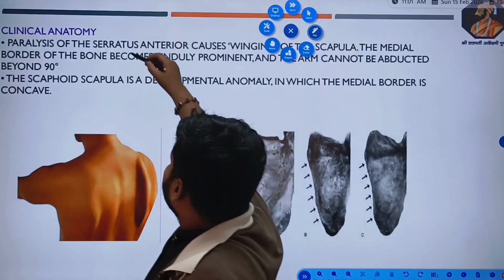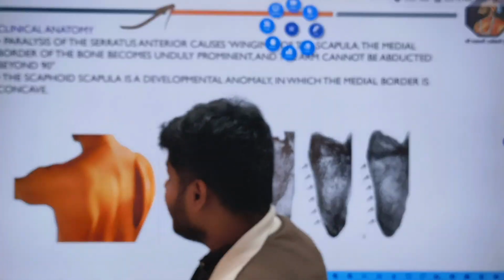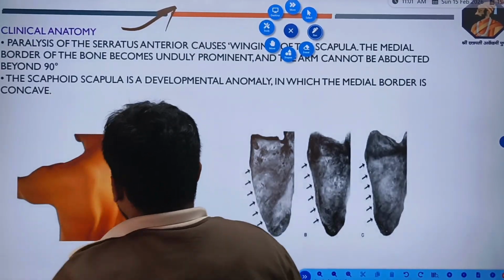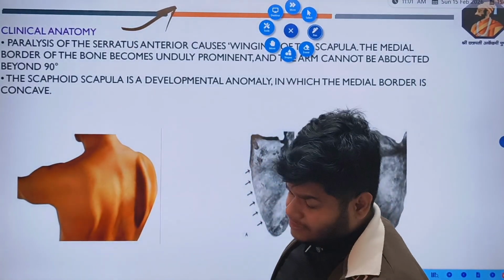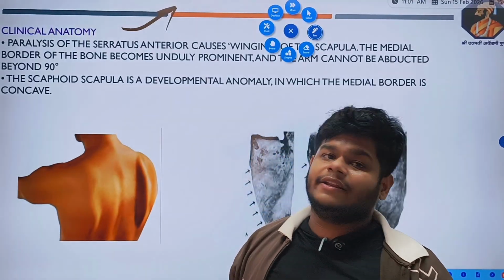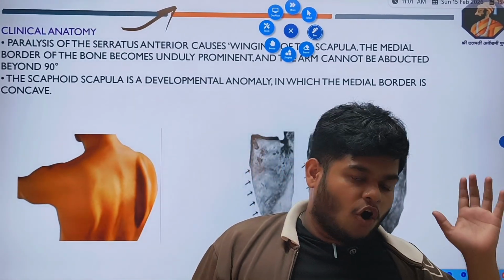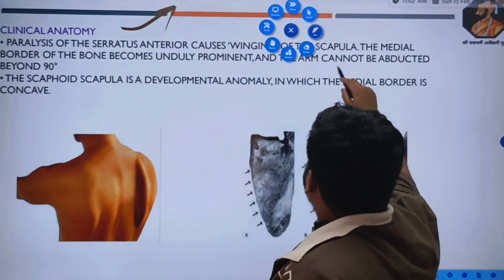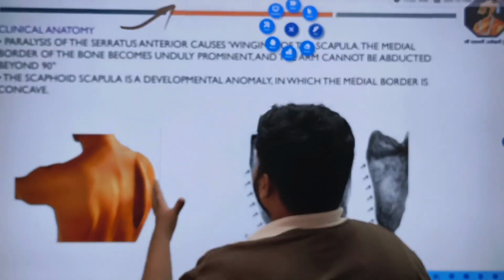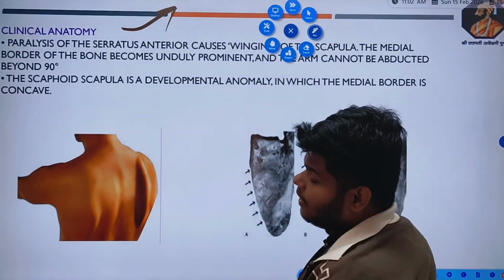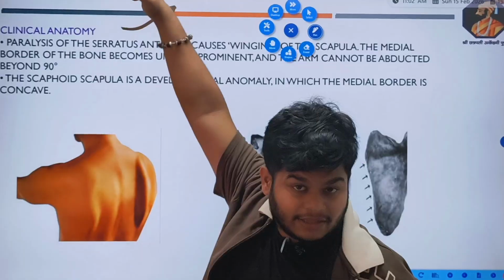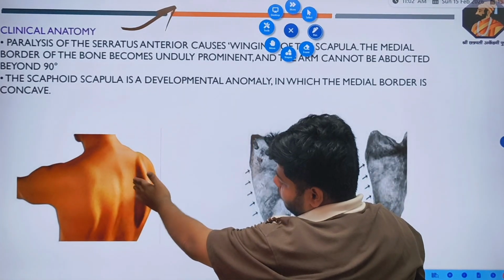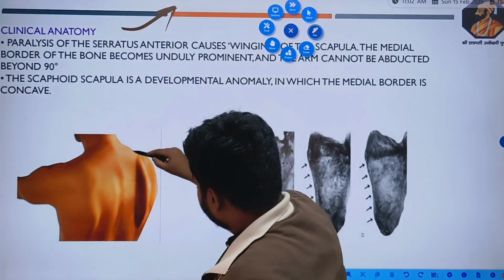So now let us see the clinical anatomy. What are the clinical issues we face regarding the scapula? When there is paralysis of the serratus anterior muscle, which we have seen on the anterior aspect of the medial border of the scapula, it causes winging of the scapula. The medial border of the bone becomes unduly prominent and the arm cannot be abducted above 90 degrees. It can't go like this. So we can see the winging of the scapula, with the scapula coming outside.